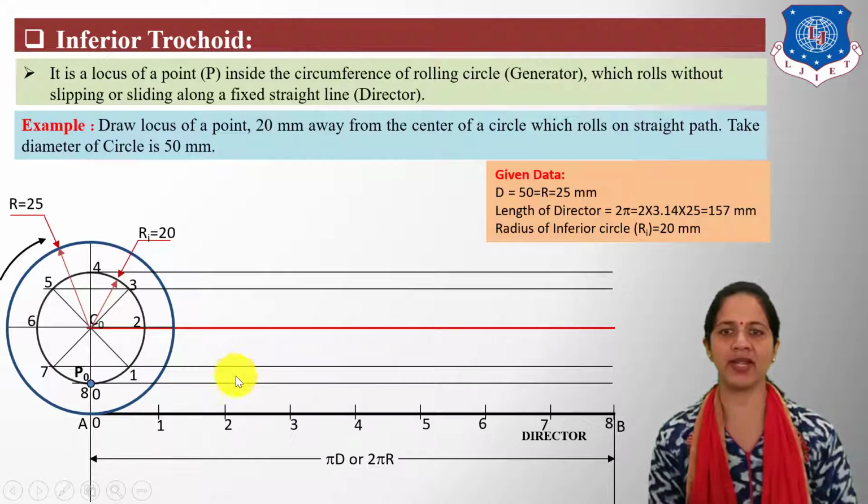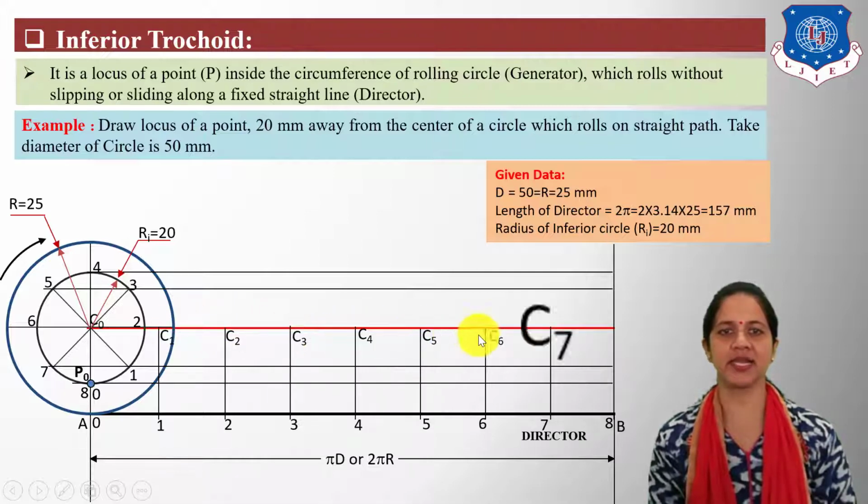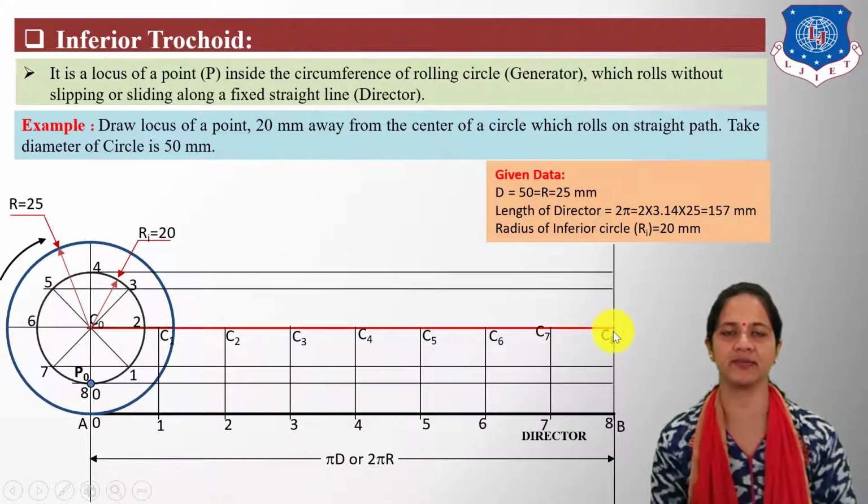Next, draw a perpendicular line from each division point of the director up to the center horizontal line and mark here the center points of the rolling circle C1, C2, C3, C4, C5, C6, C7 and C8.